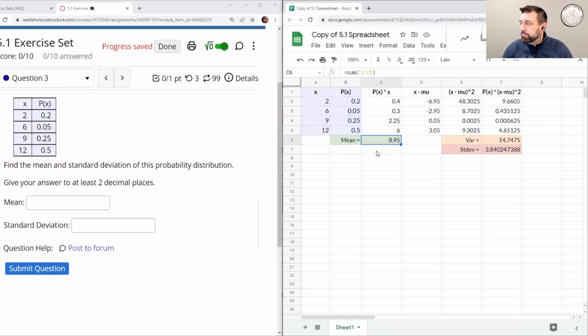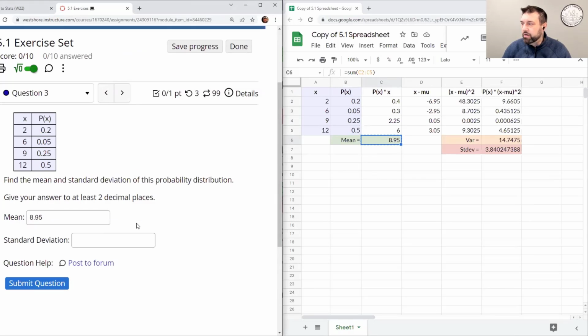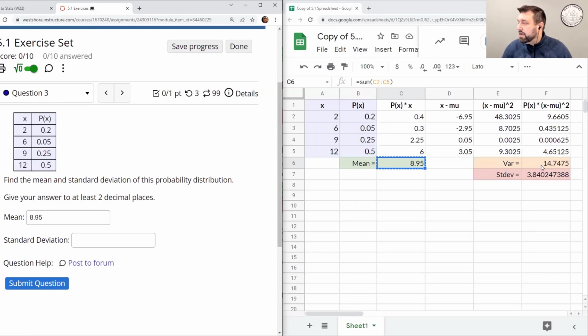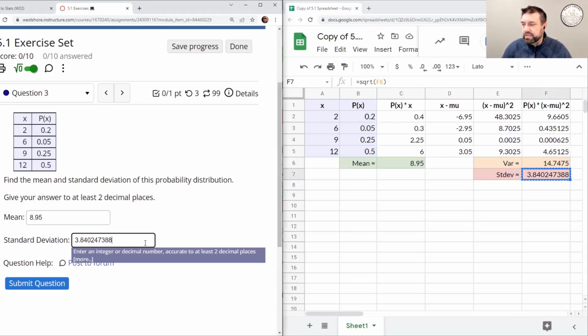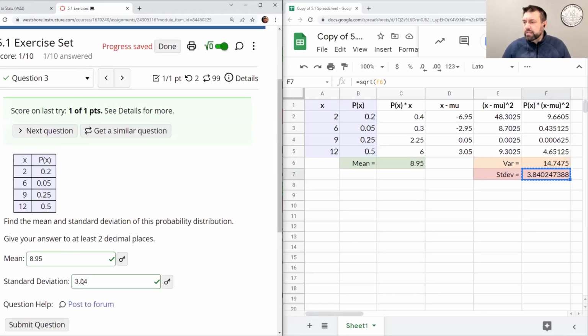And so you can see my mean is 8.95. So I'm going to copy and paste that value here. And then all of the other calculations automatically adjust. And so here's my variance. I don't really need that. I just need the standard deviation. So here's my standard deviation. I'll copy and paste that in. I need to round these to 2 decimals. So there's my rounding, and I'll hit submit. And there we go.